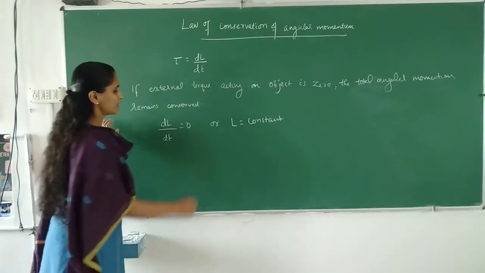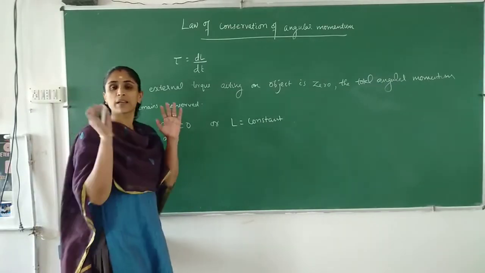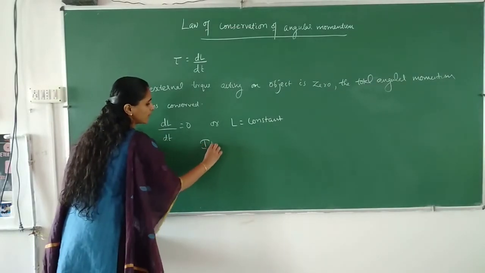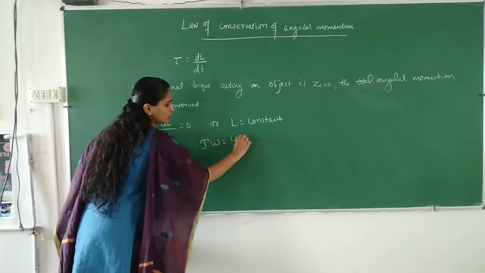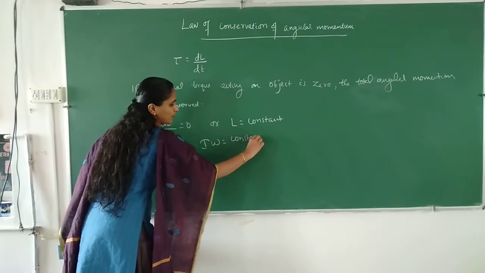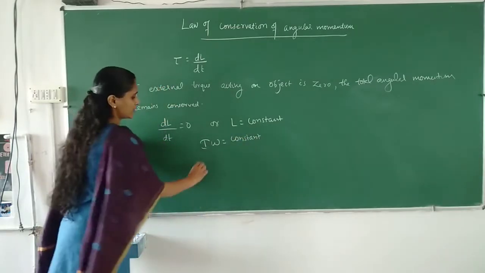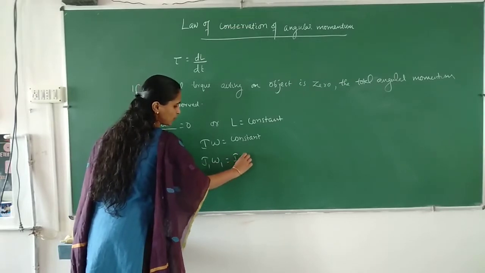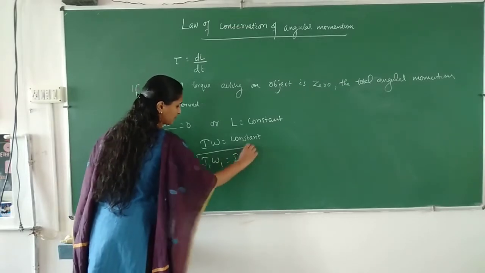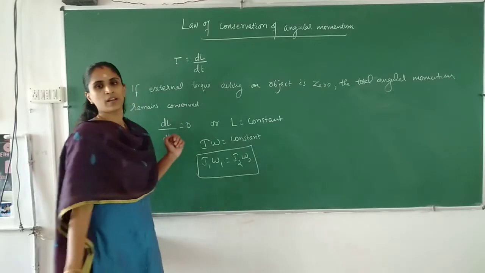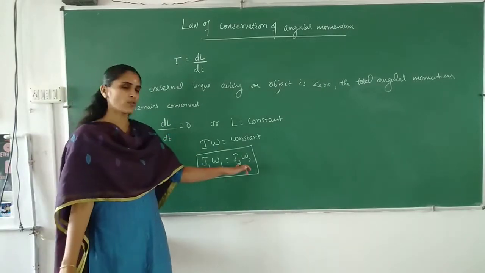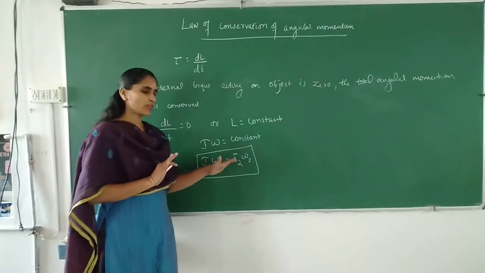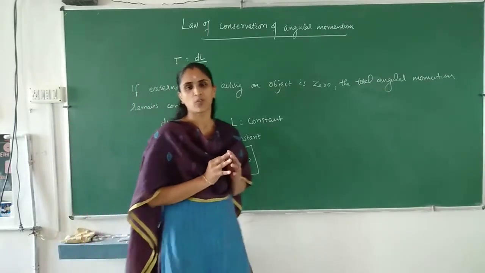So what can we write? Angular momentum can be written as moment of inertia times angular velocity. So I omega is equal to constant, or we can write I1 omega 1 is equal to I2 omega 2, so that in the absence of external torque, total angular momentum is constant.